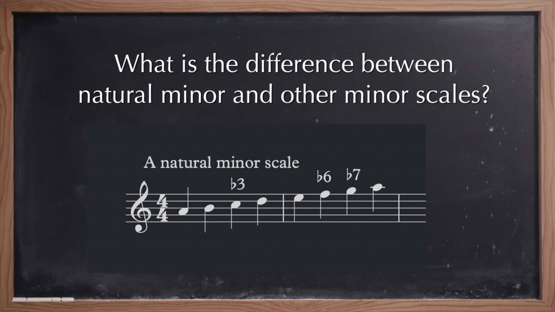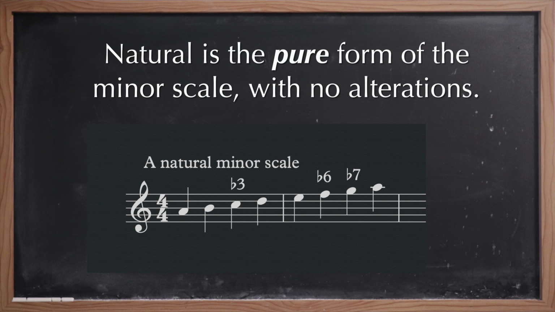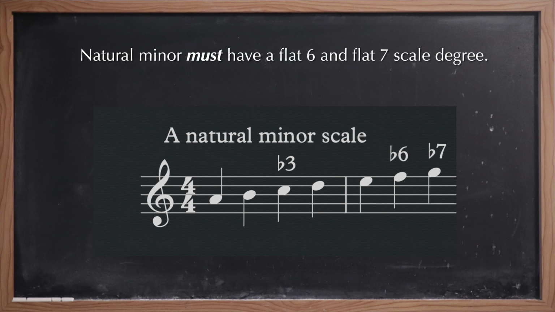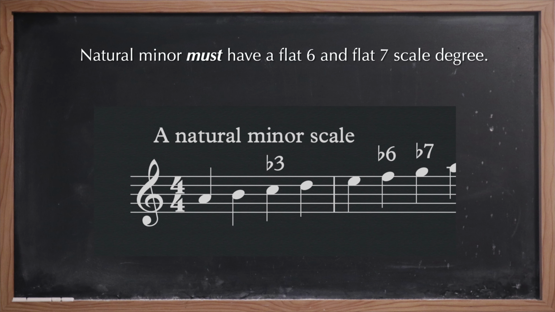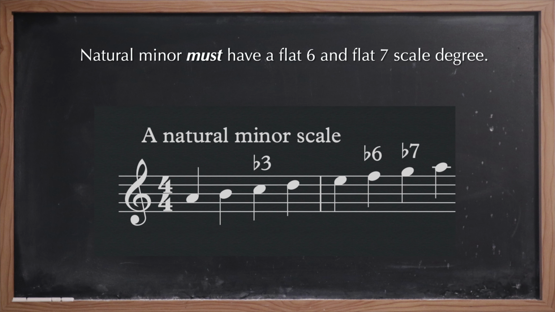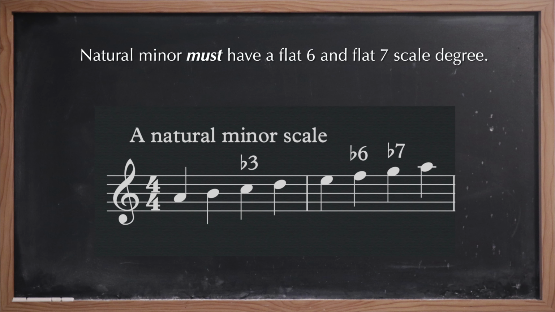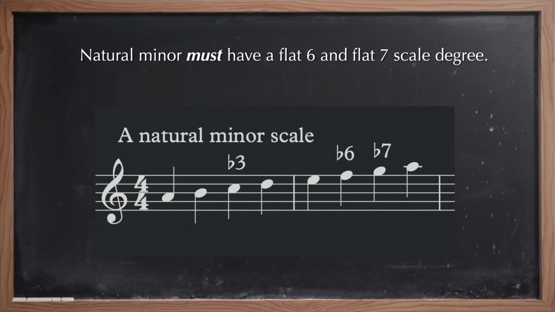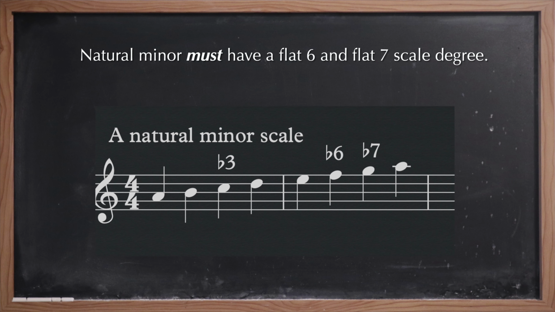What is the difference between natural minor and other forms of the minor scale? Well, natural is really just its natural state, which means this is the pure minor scale. The key difference, though, with natural minor is that it has to have a flat 7th and a flat 6th scale degree. It's not natural minor if it does not have these scale degrees, because that's what gives it its flavor.